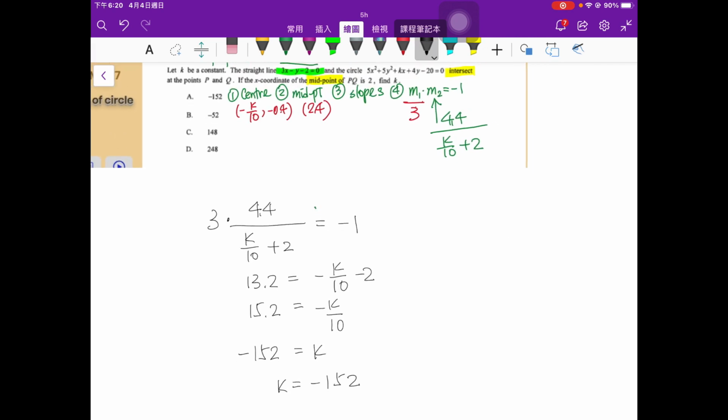Now we find the value of k. Minus 152 is the answer.